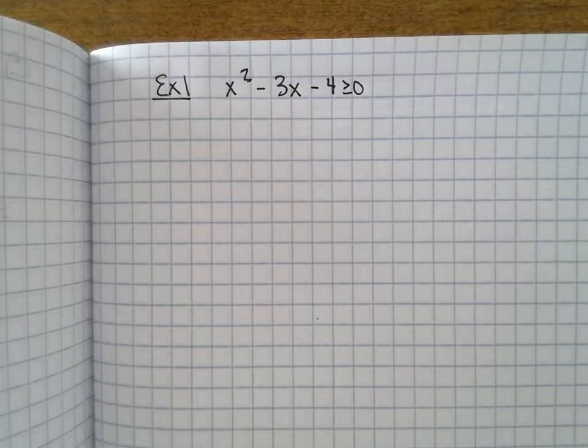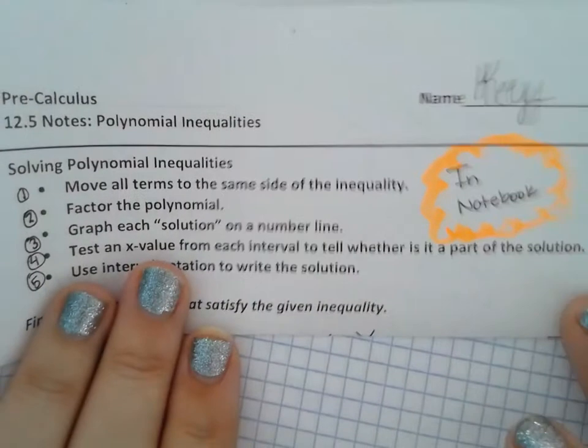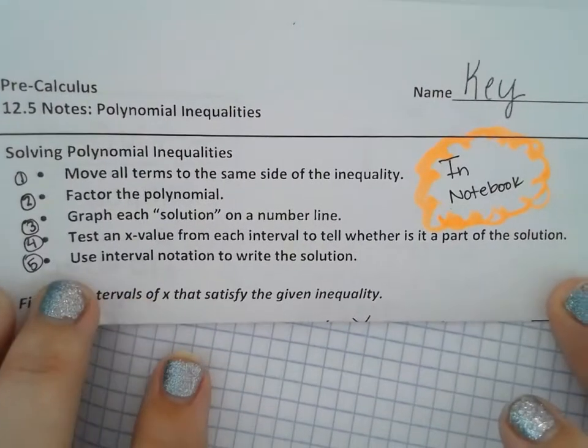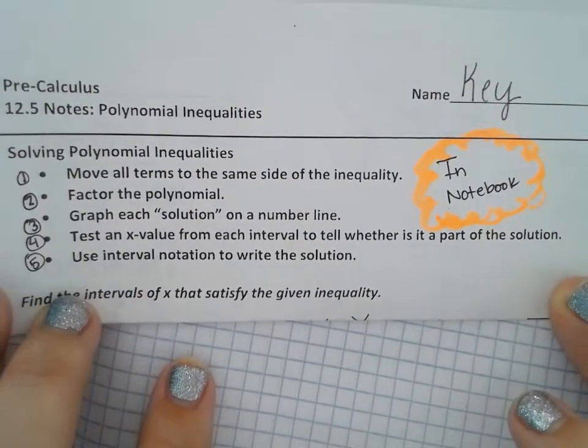If you have not copied down this, you need to copy this down in your notebook. For all my next periods, just hit pause and copy it down. Great, it's copied down. Here's example 1.